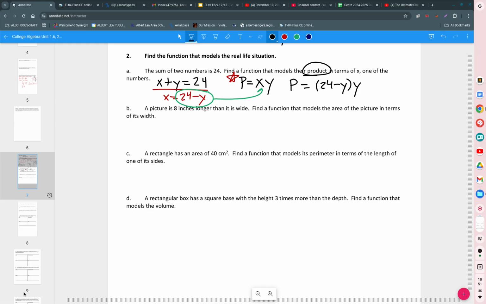I'm going to do A and C, but I would like you to try B right now on your own. See if you can come up with a formula that models that situation. Try something. You can start with drawing a little picture, that's fine. Go ahead.